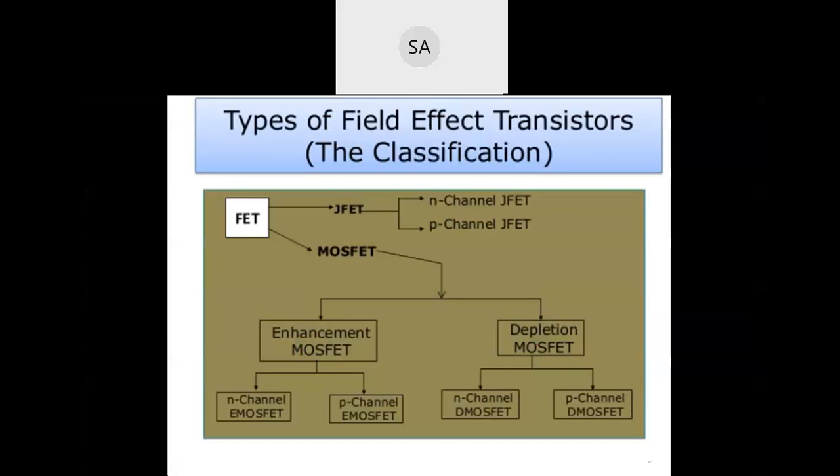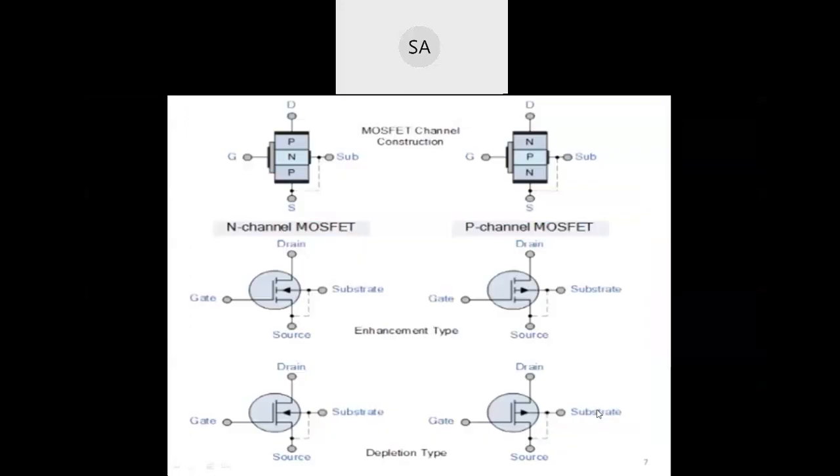So here is the classification of the FET. Already we discussed FET is classified into N channel and P channel, and MOSFET is classified into enhancement mode and depletion mode MOSFET: N channel enhancement mode MOSFET, P channel enhancement mode MOSFET, and depletion MOSFET, N channel depletion MOSFET and P channel depletion MOSFET.